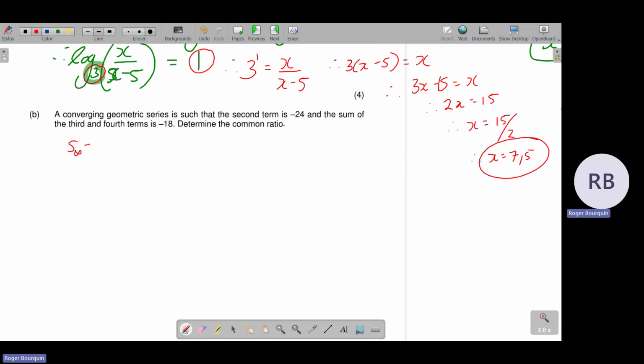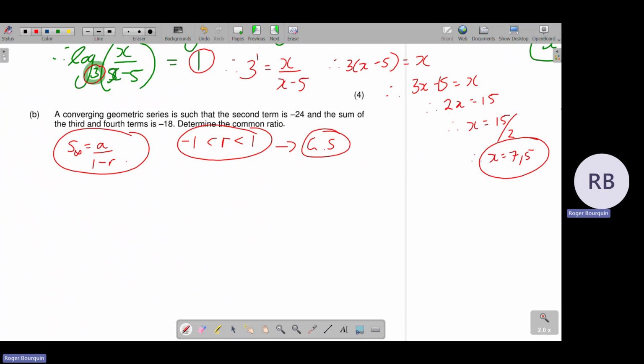Your sum to infinity is equal to a over 1 minus r, but it's only going to converge, it says this on your formula sheet, when your ratio lies between -1 and 1. Only geometric series with a ratio between -1 and 1 are the only type of series that converge. The rest either bounce around or they head off to infinity. Your graph, by the way, looks like this, n, S_n. As you go up, you start adding, it heads towards your sum to infinity.